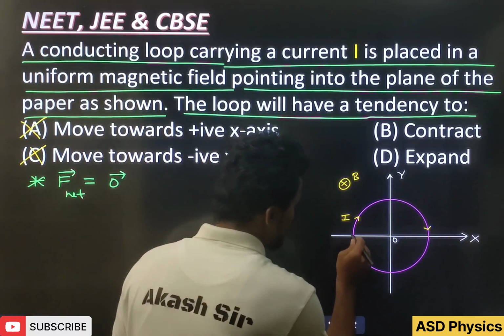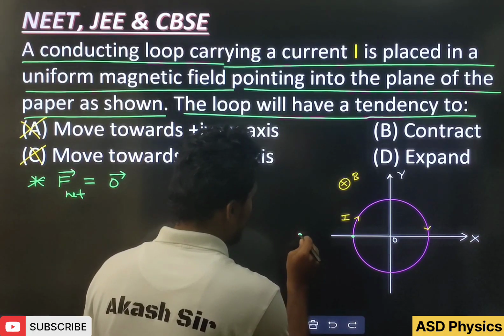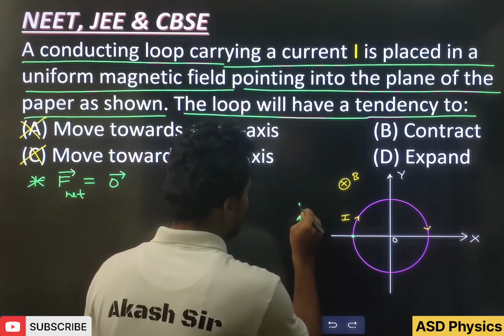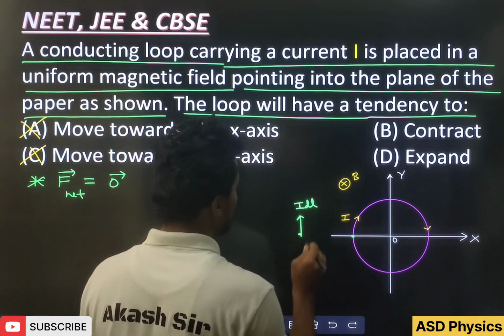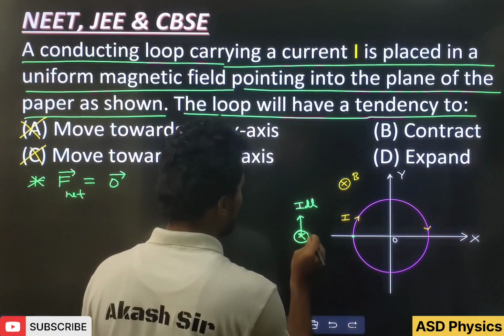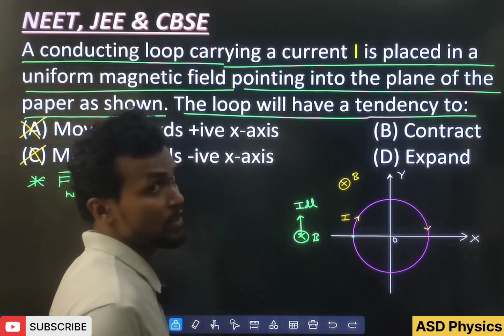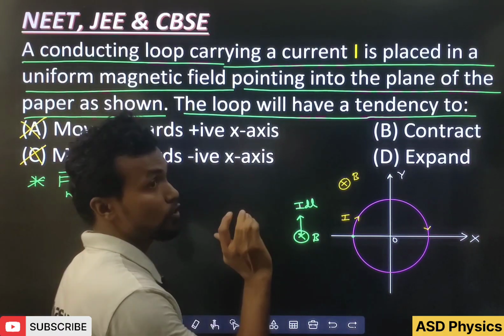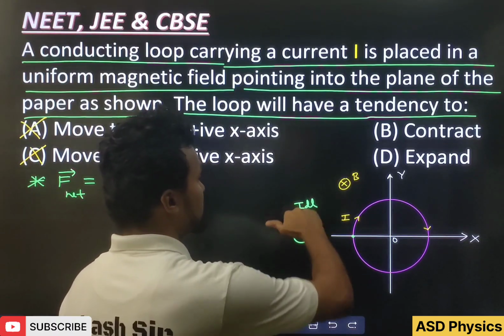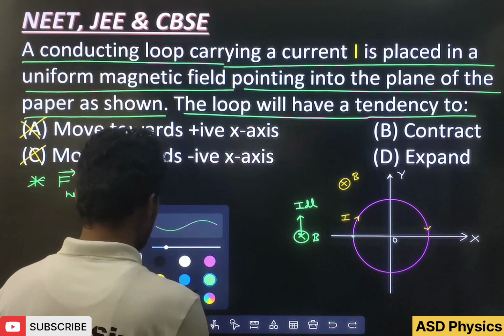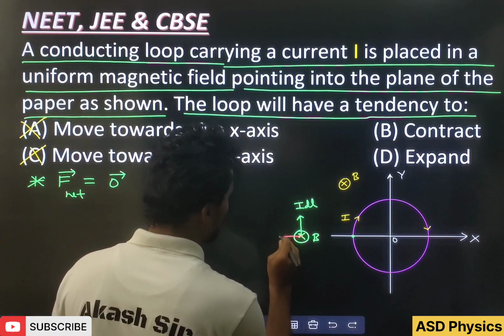You can see very well at this point here, a very small current element Idl is this side and the magnetic field is inside. So curl your fingers from Idl cross B, from the current element to the magnetic field. Now what is happening here? The magnetic force will come in this direction.